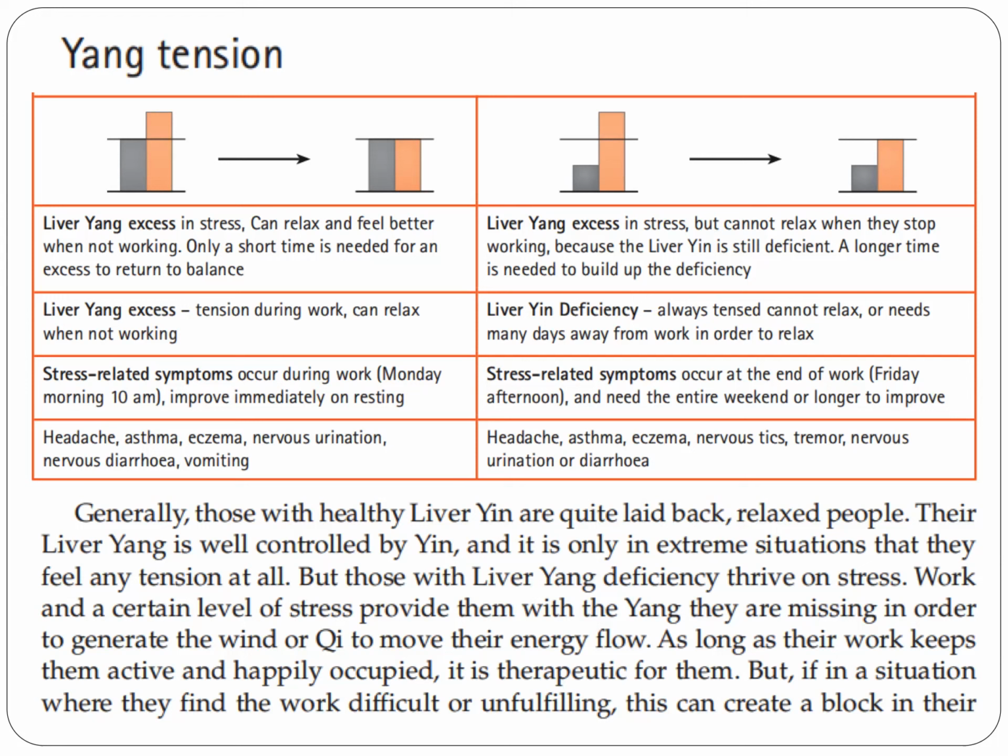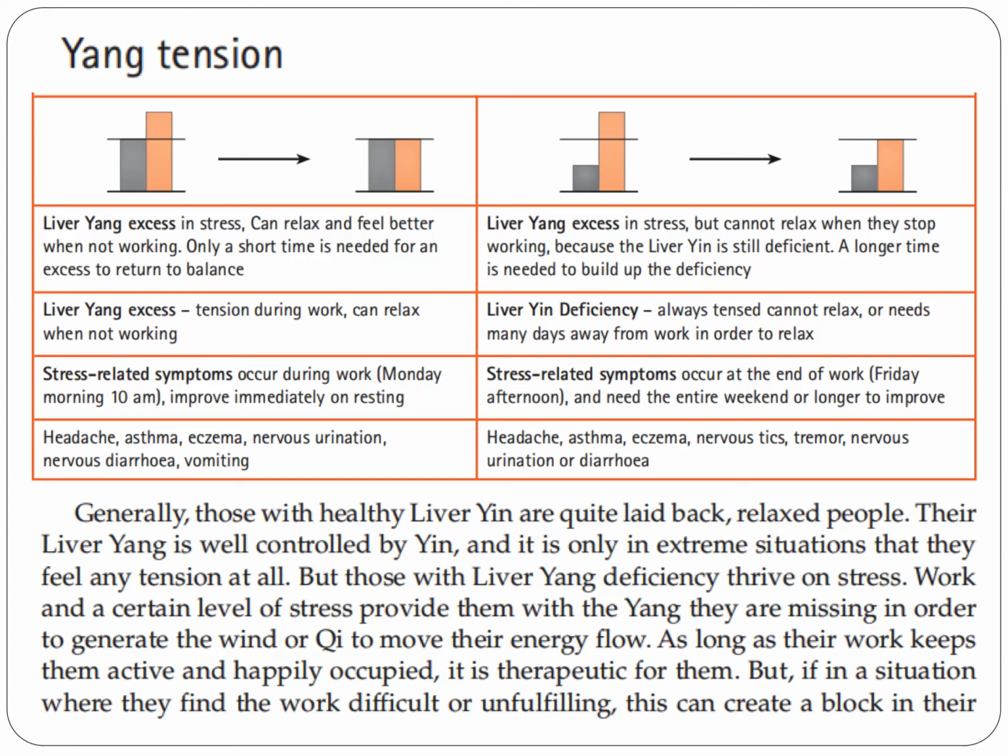Now, the second illustration. At first, yin is deficient and yang is increasing. And later, yin is still deficient and yang goes down to its normal state. So, with liver yang excess and stress, one cannot relax when they stop working because the liver yin is still deficient. A longer time is needed to build up the deficiency.